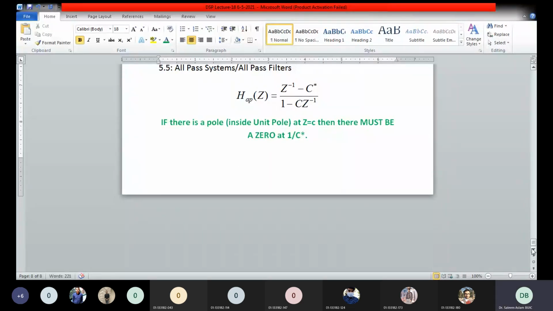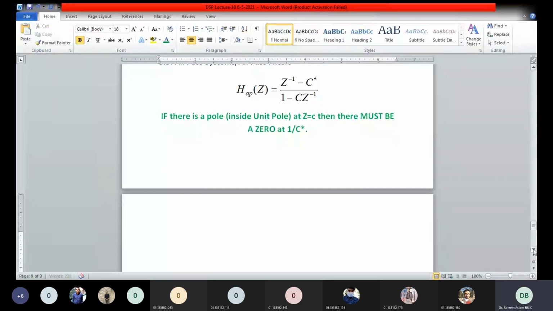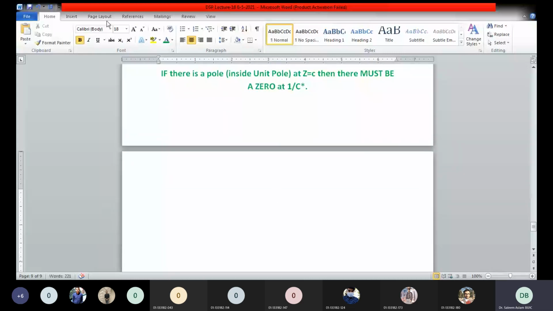Let me illustrate this with the pole zero diagram. What does it mean? Let's take an example, then we'll continue our discussion in the next class as well. So let me take a very simple system.